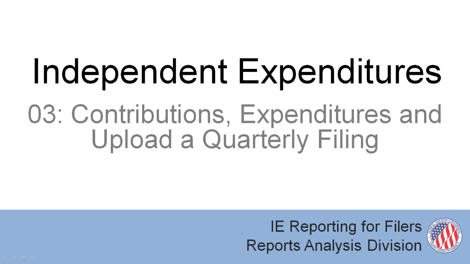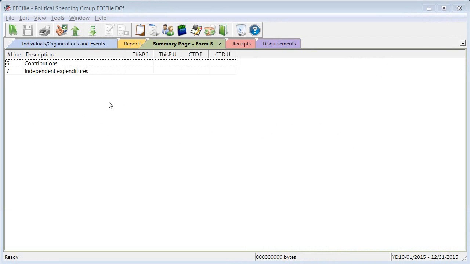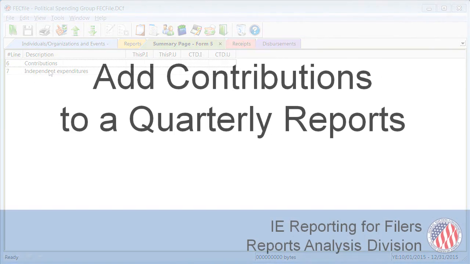In this clip, I'm going to walk you through the process of adding contributions and expenditures to your quarterly independent expenditure filing and submitting the report to the FEC. Starting at the Summary Page tab, you can see the two categories of financial activity on Form 5, Contributions and Independent Expenditures. Let's start by adding a contribution.